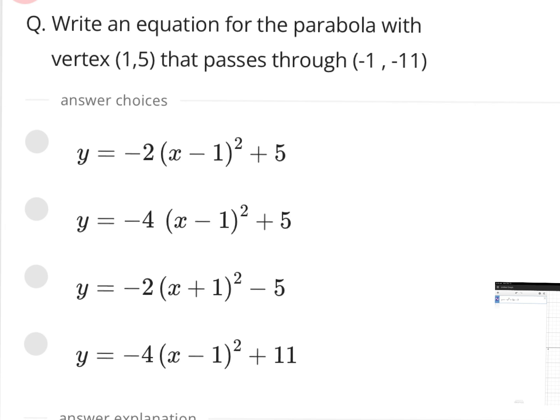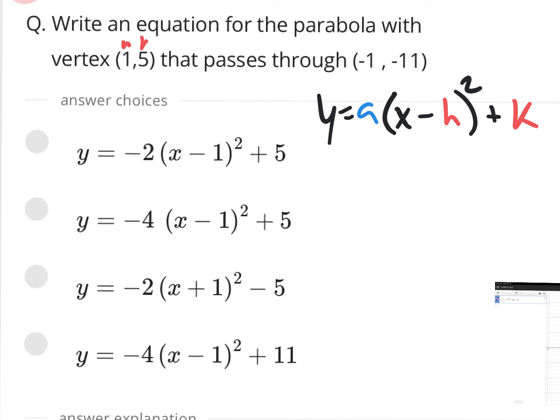So yeah, if we look at these and we know the form, y equals a, absolute value, parentheses squared, x minus h, plus k. Your h is here, your k is there. And we know that the h is 1 and the k is 5. So where do we have a 1 right here and a 5 right there? Here's a 1, here's a 5, right? So it could be this one, or it could be this one, right?